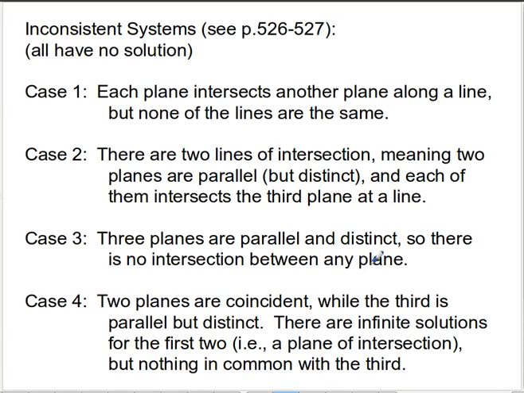We can have three planes which are parallel but distinct, so it's like three layers, one on top of the other. I'm going to show you all of these on the next slide. And then we have two planes which are coincident, like I showed you on the previous slide, so essentially that's like one plane. But the third plane is parallel to those other planes but distinct from them. So visually it just looks like two planes that are parallel but distinct.